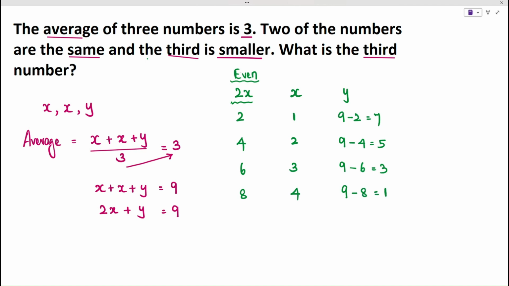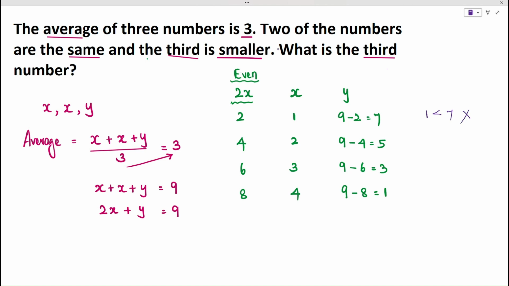Now, we look back at our question and it says two of the numbers are the same and the third is smaller. This means that y is less than x. Since we know that y is less than x, we can compare our values of x and y. Our first two numbers, 1 and 7. Here, y is greater than x. So 7 is greater than 1. So y is greater than x, so this can't work.